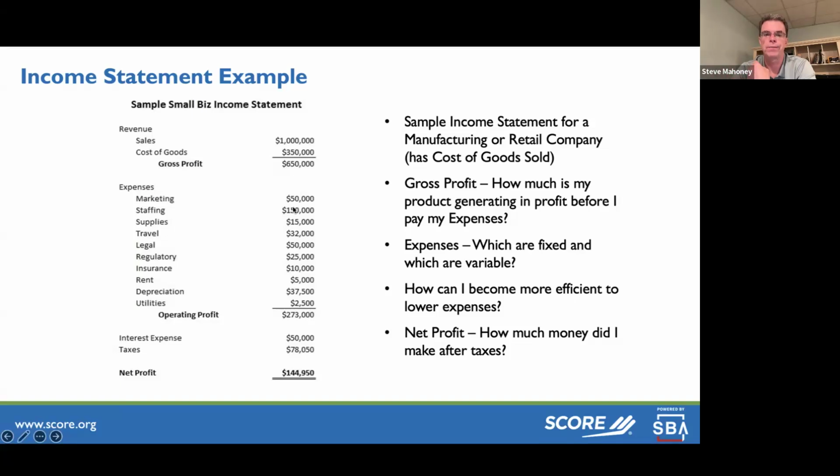Oftentimes we get asked, what's a good target profit margin? And it really depends. There's no magic answer for that. Profit margins in industries range from 3% in like grocery stores up to like 70% in certain technology companies. So there's no magic profit percentage. But I would say the big difference would just be that they wouldn't have cost of goods sold.